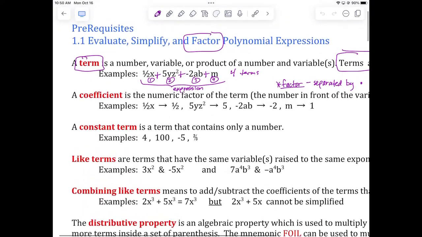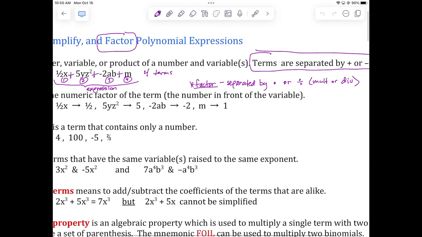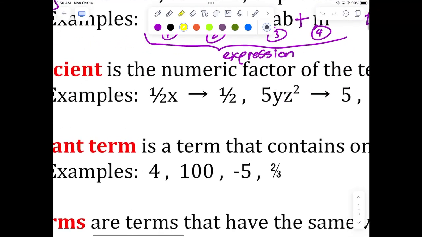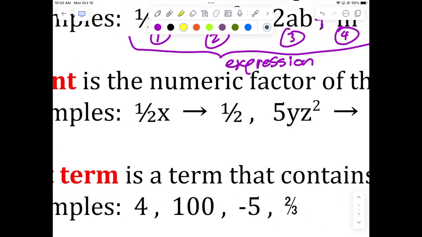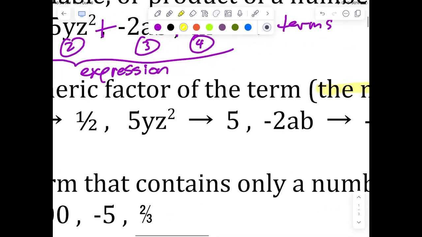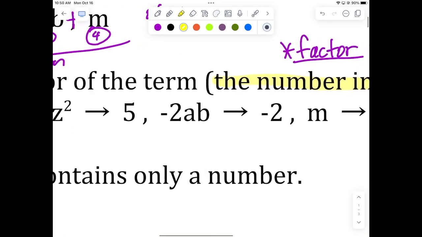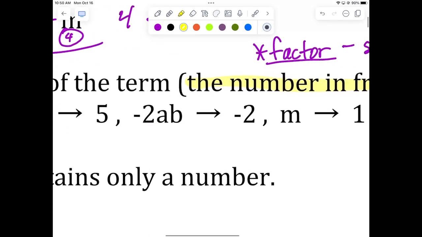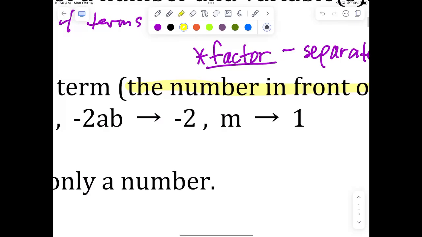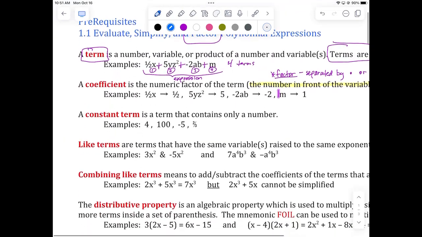A coefficient is just the number in front of the variable. So what would be the coefficient of 1/2 x? 1/2. What would be the coefficient of 5yz squared? Just a 5. What's the coefficient of negative 2ab? Negative 2. And what's the coefficient of a lone variable? 1, because there's an implied 1 in front of it. So a coefficient is the number in front of a term.